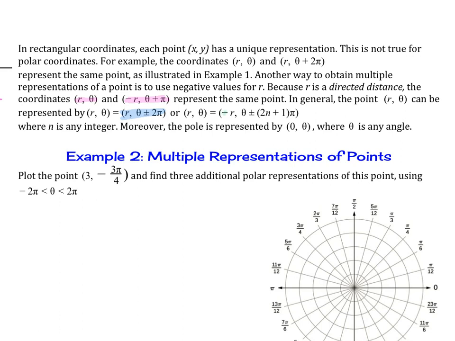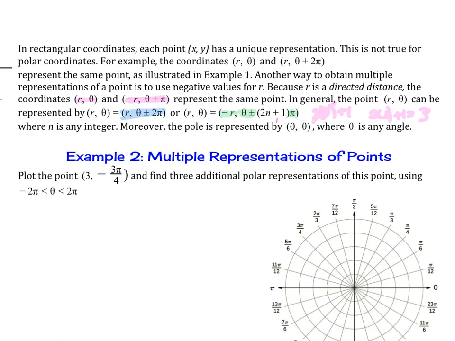Or the other way is you change this to a negative r, and then you take theta, and now this is 2n plus 1 pi. So what is 2n plus 1? Well, that's going to be odd, right? So if you try it out, just plug in any number. So let's say 2 times 0 plus 1, so that's going to be 1. If we do 1, 2 times 1 is 2 plus 1, which is 3. And so you're adding odd values of pi. So 1 pi, 3 pi, 5 pi, so forth, and then plus or minus those values.